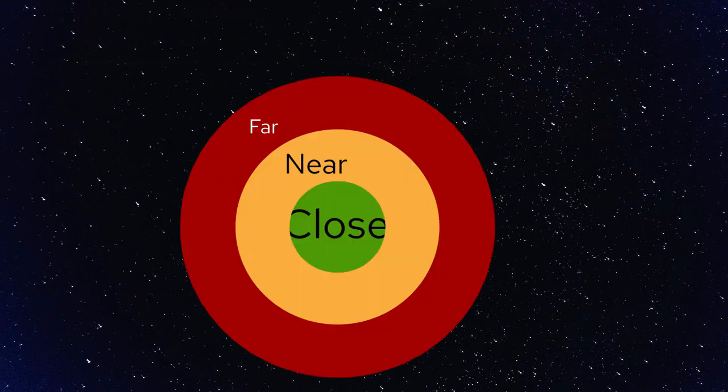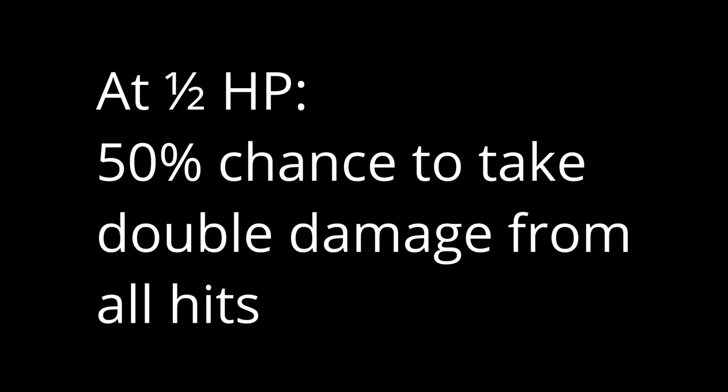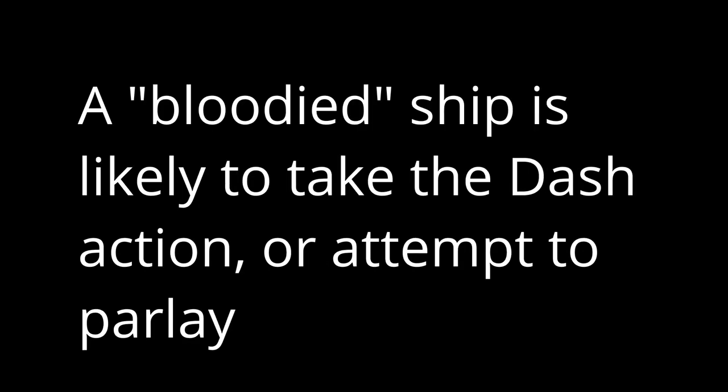There's close, near, and far. It takes 1 move action to move from one zone to the next, but with a successful maneuver check, a ship may move 2 zones in just 1 round. This makes it viable to flee or pursue when necessary. Damage. When a ship reaches half its HP, its attacks have 50% chance to fail, and all damage done to it has 50% chance of doing double damage. It's very likely that a damaged ship would flee from combat or attempt to parlay.